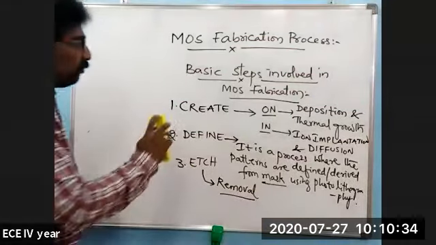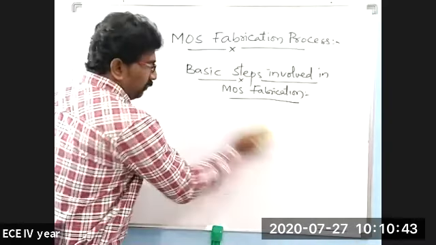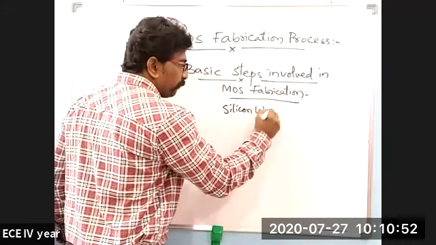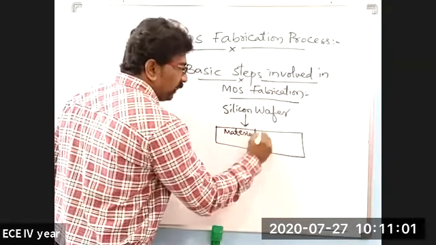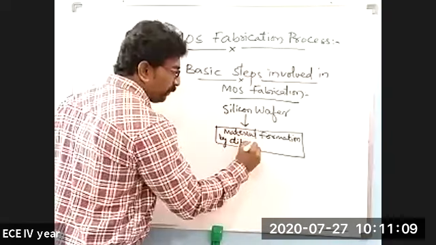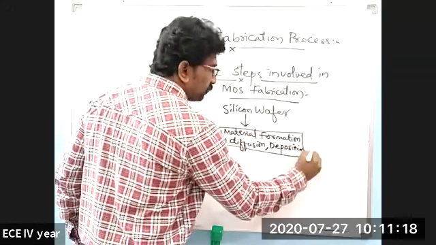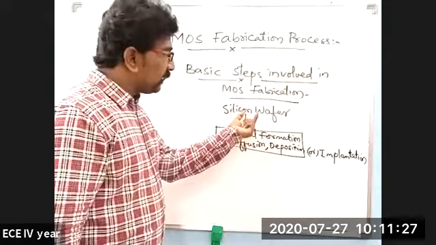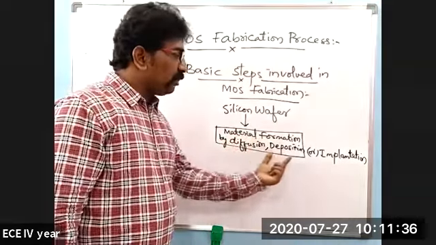If I want to draw the flowchart of this fabrication, the flowchart goes like this. First, you'll have some silicon wafer. Then material formation will be done. Material formation is done by the diffusion process, or it can be a deposition process, or an implantation process. So first you take a pure wafer, and that will be converted by using some material, and that material will be formed by using diffusion, deposition, or implantation.